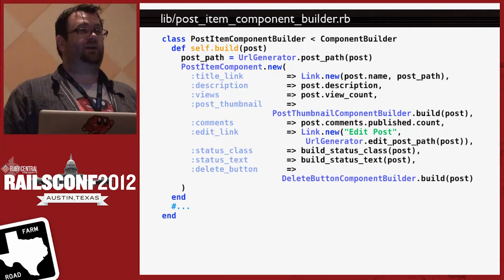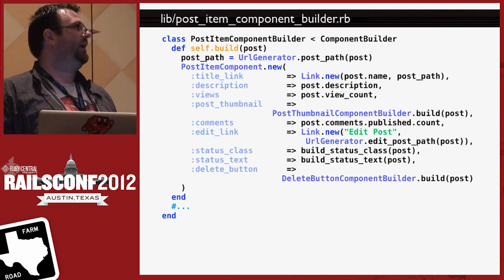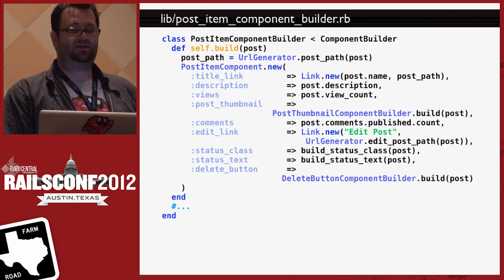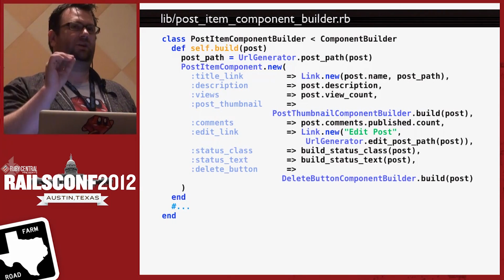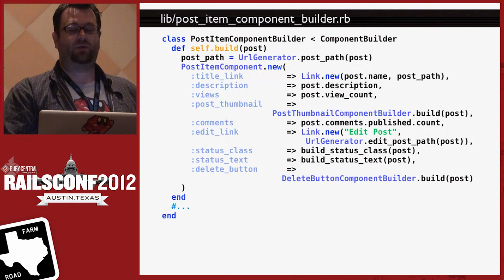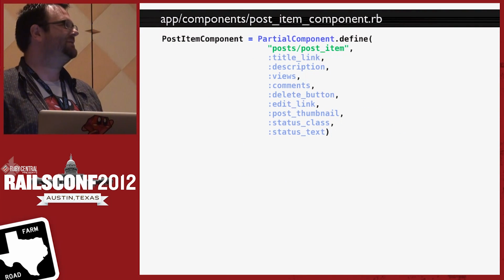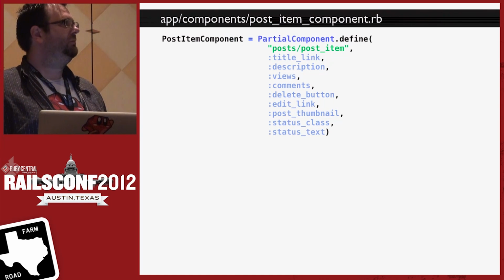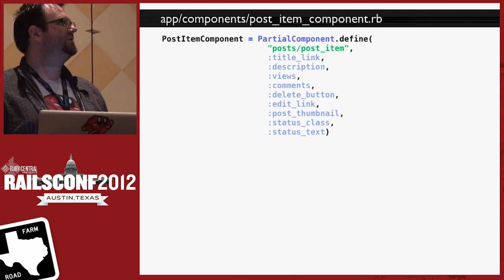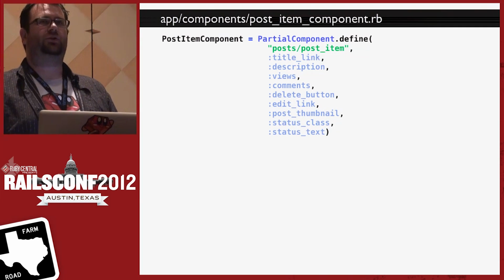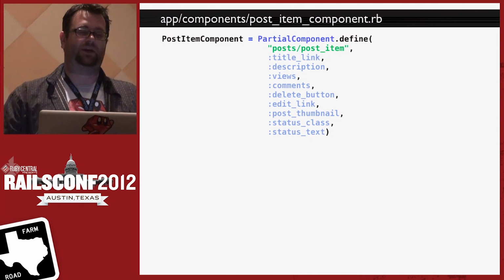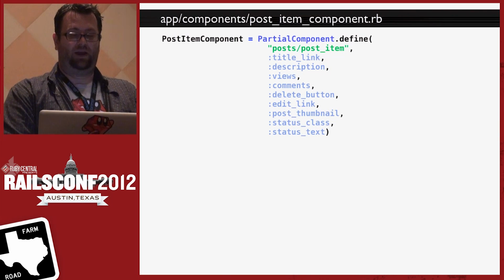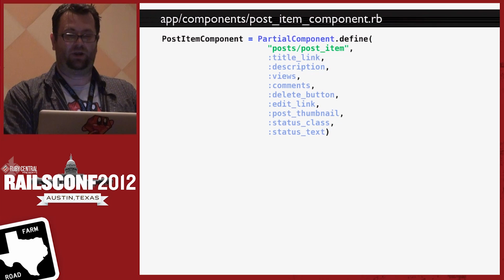We want something that has a render call, and we're hopeful that our post item component object has indeed a render call. So let's look for that. Again, post item component builder is in lib. Post item component is in app components, of course. Now, we don't actually have a real implementation. We're just taking a constant and setting it equal to some new object that is getting defined off of partial component. We have a string, and then we've got a bunch of symbols. So obviously, no render call here. Let's go ahead and look at partial component. I'm hoping here that we're going to get a render call.